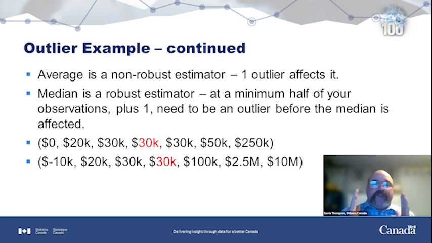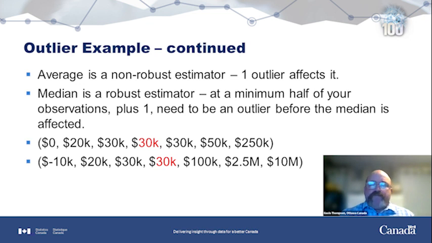Median is considered a very robust estimator. At the minimum, half of your observations plus one need to be an outlier before the median moves. So I gave some examples here with this 30,000. If we had these families making 0, 20, 30, 30, 50, 250, or we have minus 10,000, 20, 30, 30, 100, 2.5 million, 10 million, the median is still going to be 30,000. So the median is very robust. It doesn't move when there's outliers.